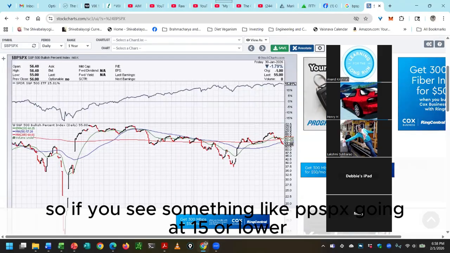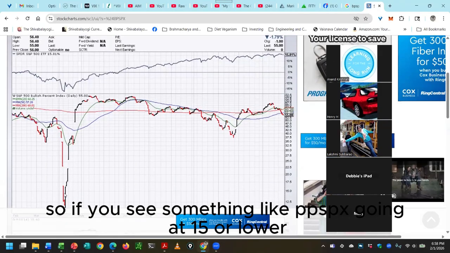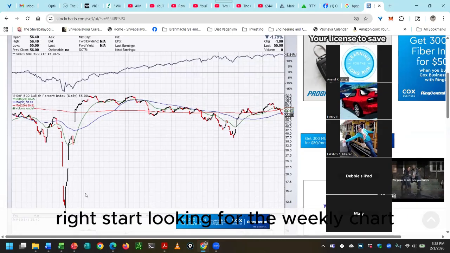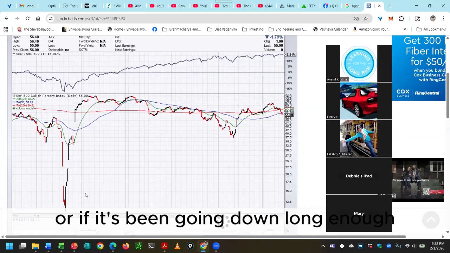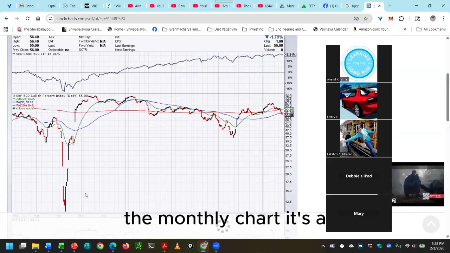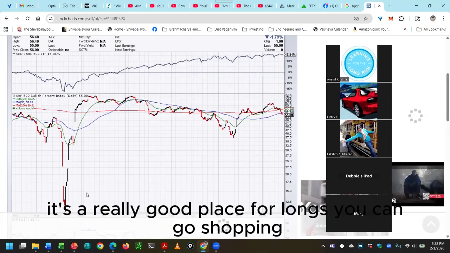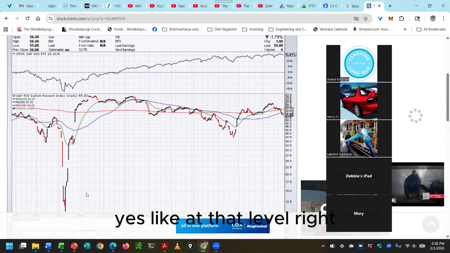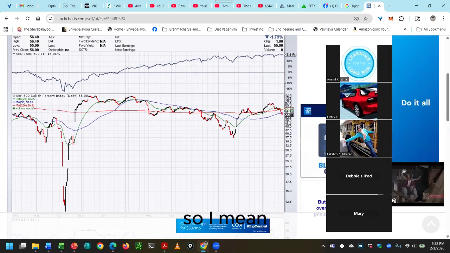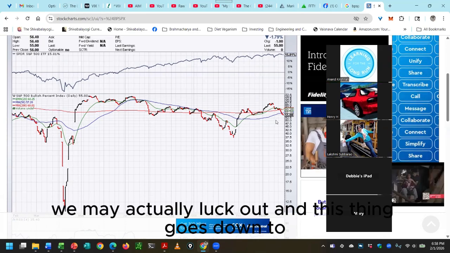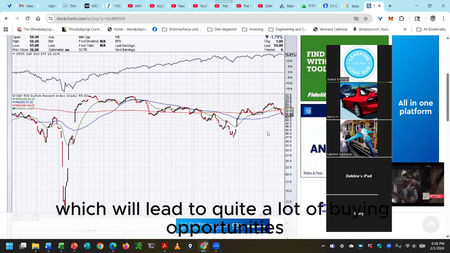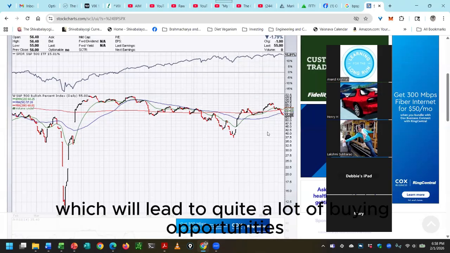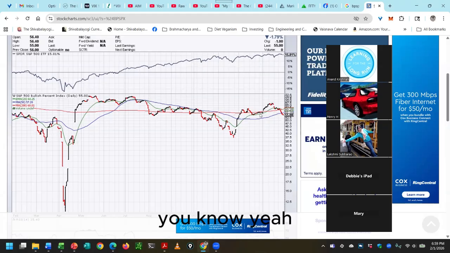If you see BPSPX going to 15 or lower, start looking for the weekly chart to change from red to yellow, or if it's been going down long enough, the monthly chart. It's a really good place for longs. You can go shopping at that level. We may actually luck out and this thing goes down to the 30s, which will lead to quite a lot of buying opportunities.